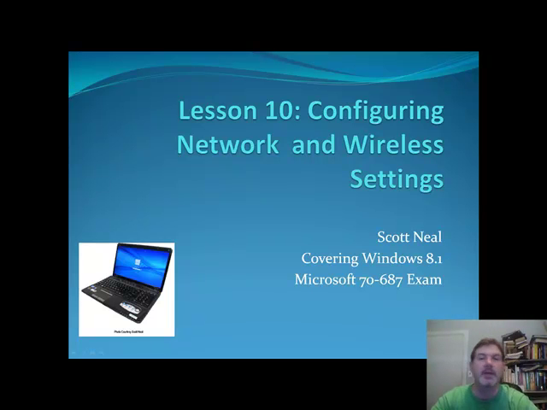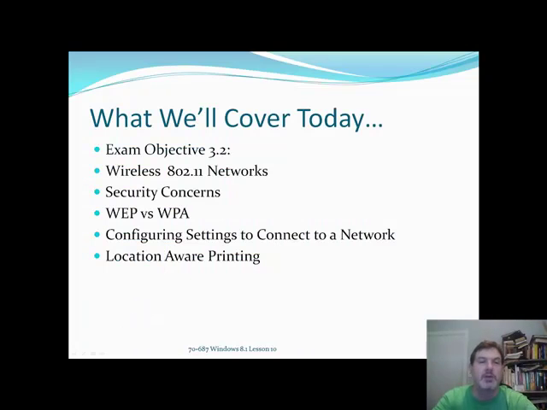Today is Lesson 10, Configuring Network and Wireless Settings. This is the latest installment of the Microsoft 7687 exam covering Windows 8.1. And today we're going to be looking at exam objective 3.2, and predominantly we're going to be talking about wireless 802.11 networks. One of the things we're going to talk about is the security concerns surrounding 802.11 networks, as well as some ways that we can mitigate those concerns.